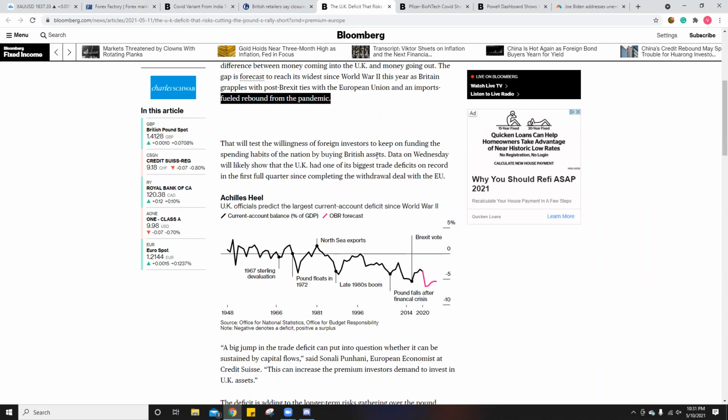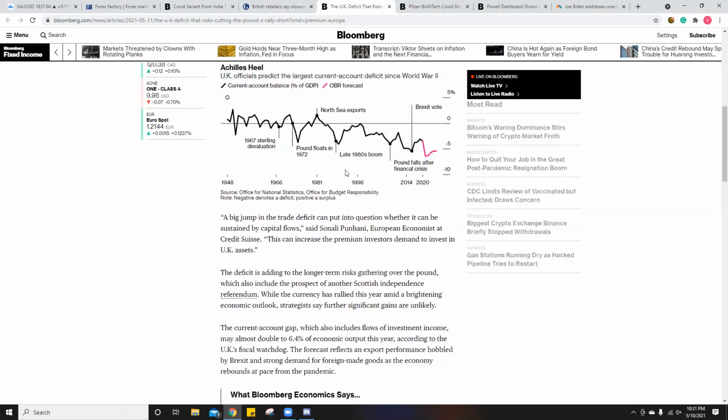There's data coming out on Wednesday that will likely show that the UK had one of its biggest trade deficits on record in the first full quarter since completing the withdrawal deal from the EU. That is Brexit. So this is when we're going to start seeing, on Wednesday, data that is going to be reflecting Brexit consequences that are starting to settle in finally.